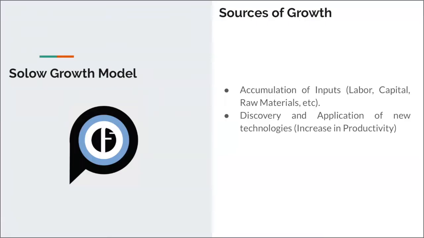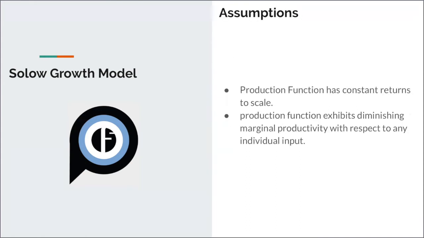So under the Solow Growth Model, there are three sources of economic growth. One is the accumulation of inputs, labor and capital, and the other is the discovery and application of new technologies, which the Solow Growth Model captures as total factor productivity. So what are the assumptions behind the Solow Growth Model?